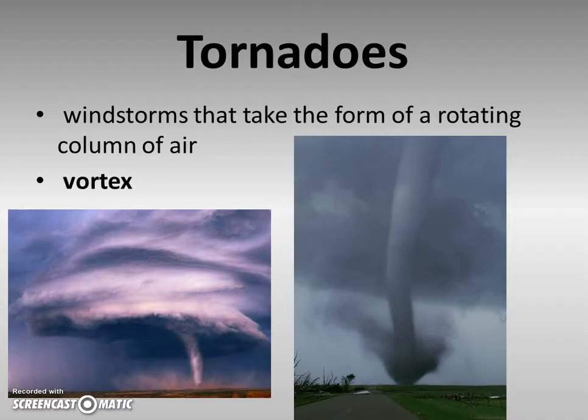Tornadoes are the second type of severe storm. These are windstorms that take the form of a rotating column of air. So it starts out as a windstorm. It comes along with thunderstorms, and it creates what we call a vortex. That's that rotating column. You can see that clearly in both pictures here.